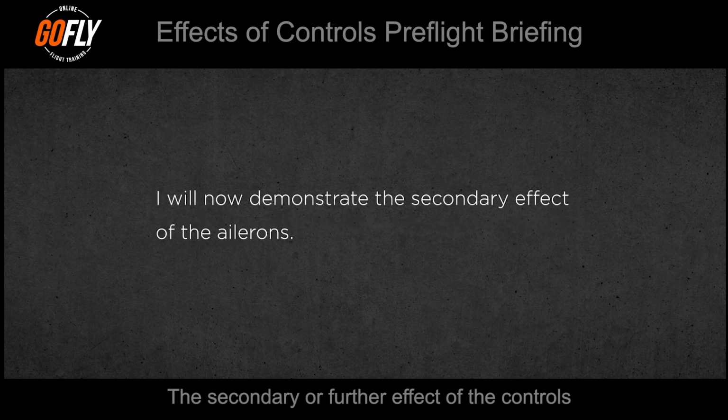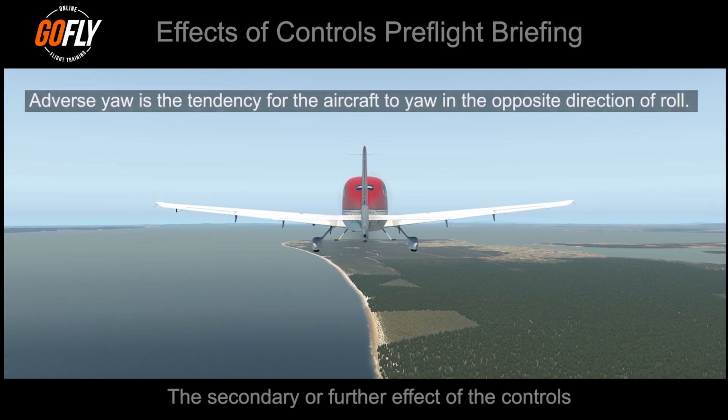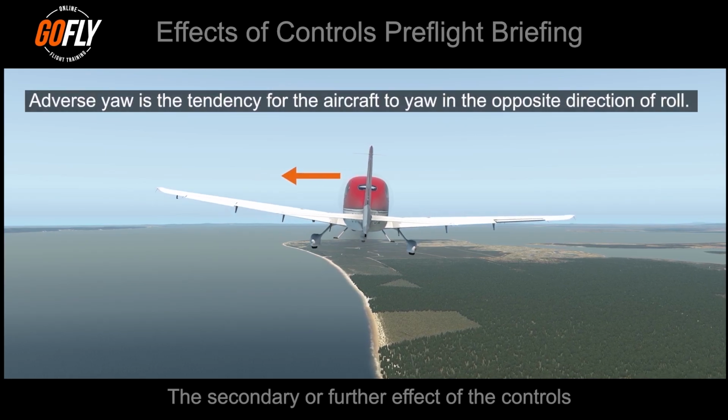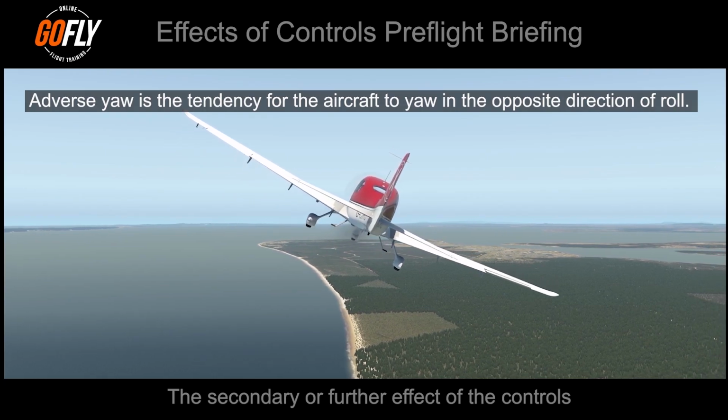I will now demonstrate the secondary effect of the ailerons. The primary effect of the ailerons is roll. When we move the control column to the right, the aircraft rolls to the right. However, initially the nose will want to yaw slightly to the left. This is known as adverse yaw.